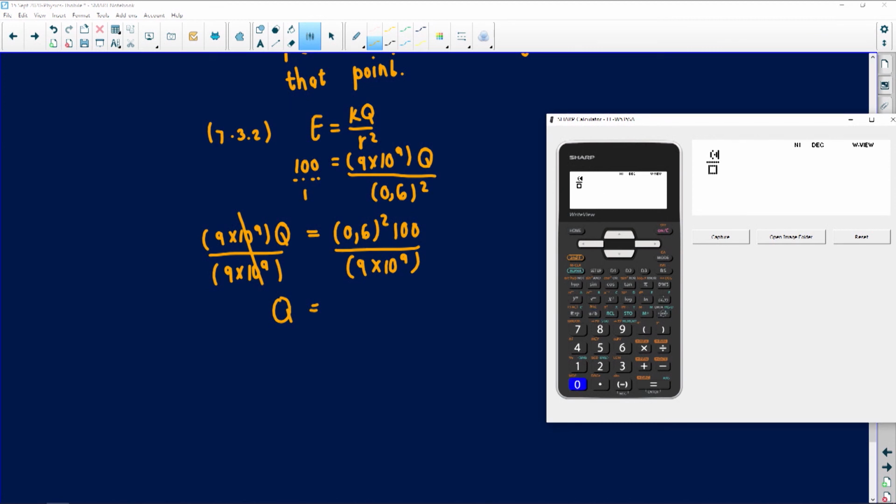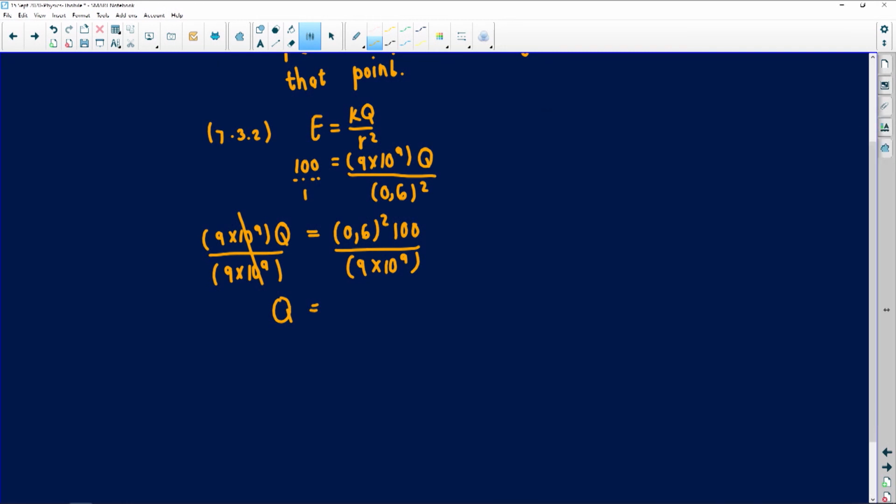At the top, I've got 0.6, and that is squared. Remember to multiply that by 100. At the bottom, also in brackets, is 9 times 10 to the exponent 9. Close that. Let's see what I get there. I get a very, very small number. Let's see how many times I can move my zeros: 1, 2, 3, 4, 5, 6, 7, 8, 9. So I can say 4 times 10 to the exponent negative 9, and that is the value of my charge. So 4 times 10 to the negative 9 coulombs.